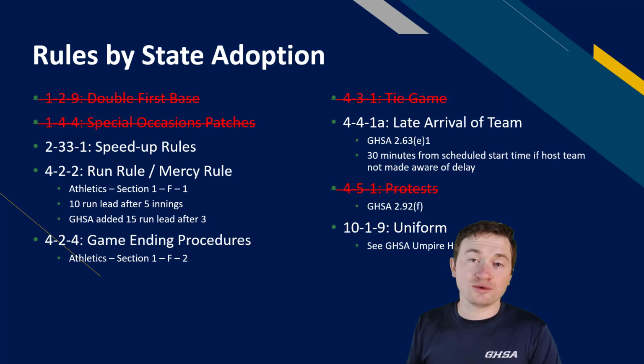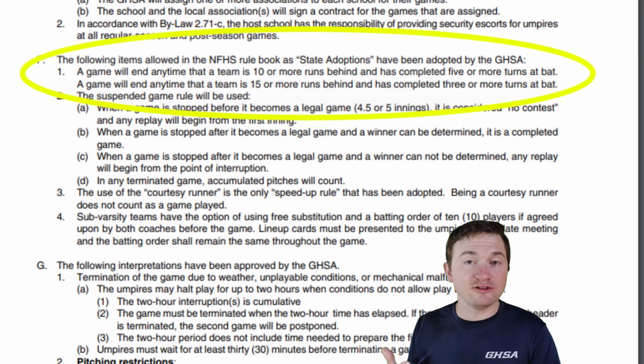The next one, as we already covered, discusses speed up rules that states have the option of implementing. We will use that as we covered previously. The next rule is 4-2-2, which discusses run rules and mercy rules. Again, you can find this in the Constitution baseball section under section F. Now, the NFHS rules discuss a 10 runs after 5 innings run rule, but if you go into our Constitution, you will see that the state of Georgia has also implemented a 15-run lead after 3 inning automatic run rule. Again, you can find this under the baseball section of the Constitution, Rule F, Section 1.